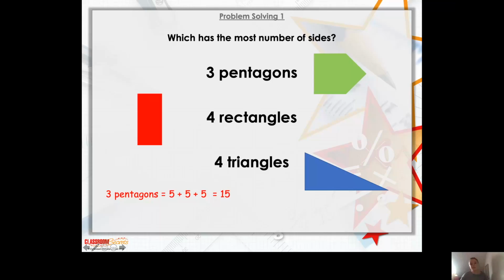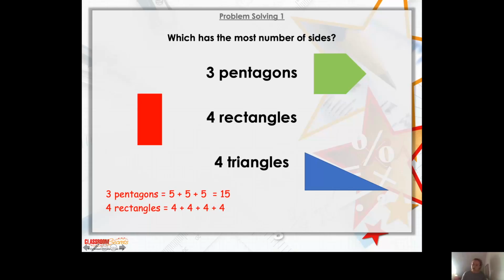Okay, Year 2, so let's have a look together. So we have got 4 rectangles. Now a rectangle is a quadrilateral, isn't it? We can see it there, and it has got 4 sides. So therefore, to find out how many sides 4 rectangles have, if they each have 4 sides, we can do 4 plus 4 plus 4 plus 4. Now, what is 4 plus 4? Yes, 4 plus 4 is 8.